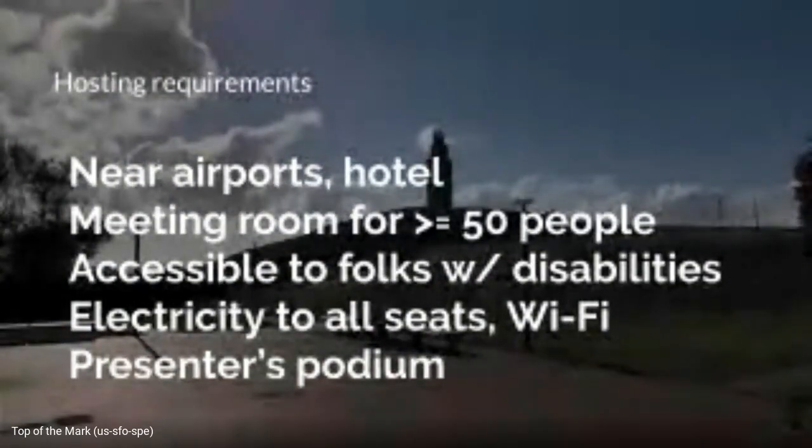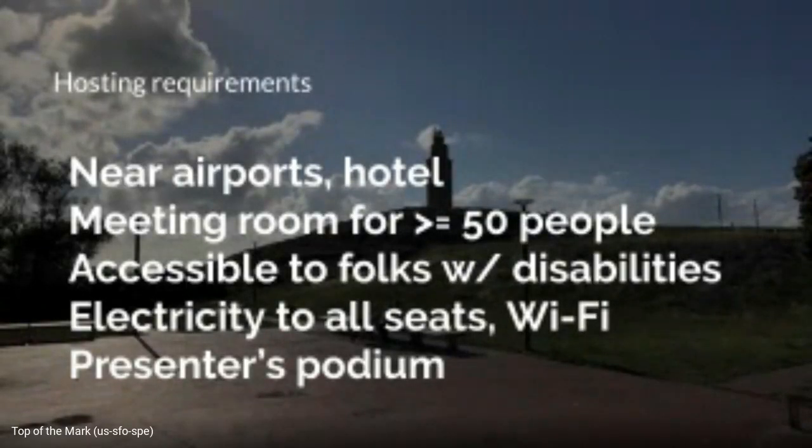It needs to be accessible for people with disabilities. Electricity, Wi-Fi, and electricity to the seats is really important. People don't want their computers dying while they're in the meeting. And Wi-Fi, of course, because this is 2019.